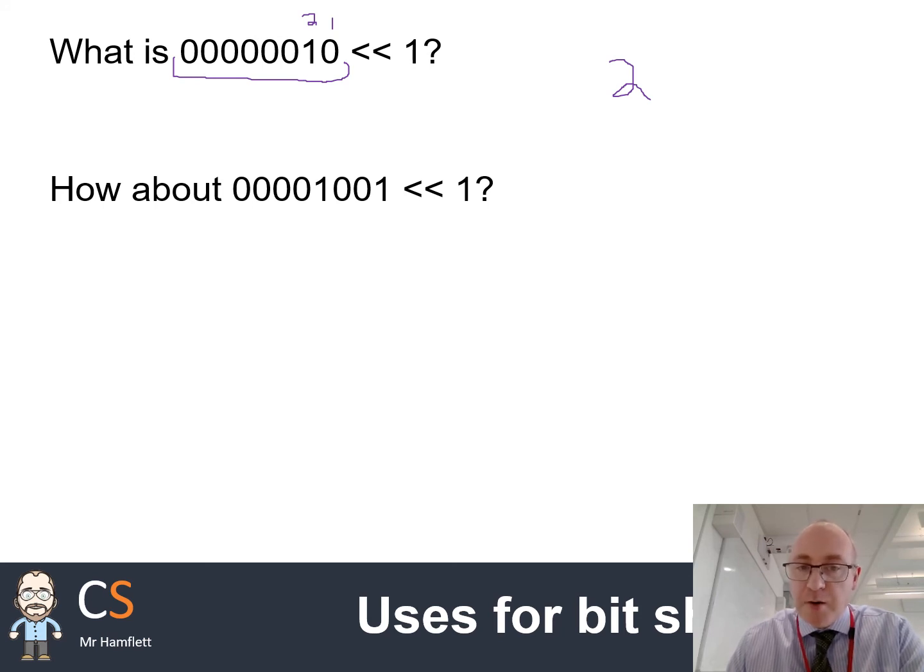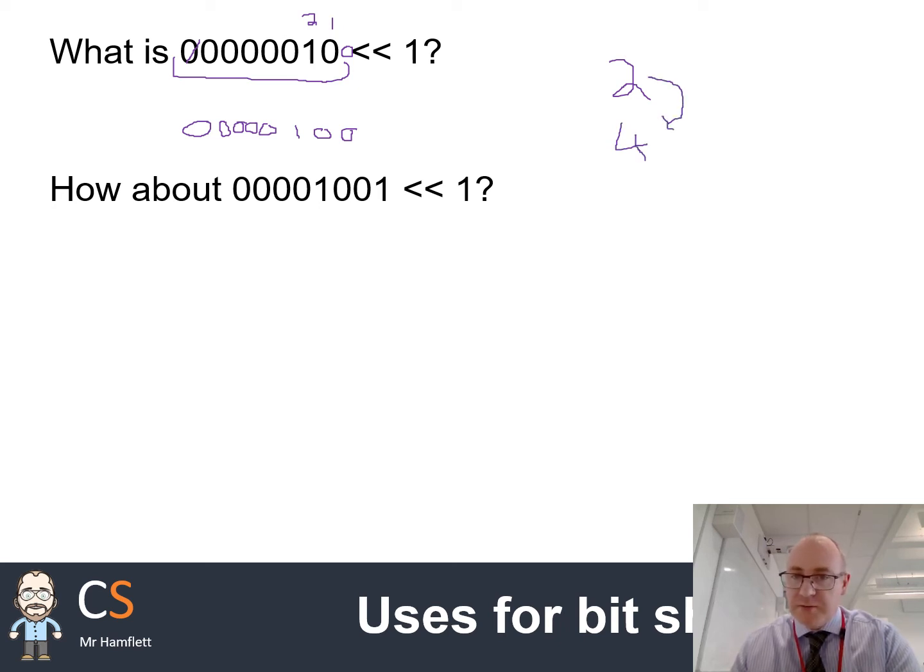Let's bit shift it by 1. So I'm going to delete 1 on that side, add an extra 0 on this side, which leaves me with 1 0 0. Okay, well, what is that in denary? Well, it's 4, isn't it?